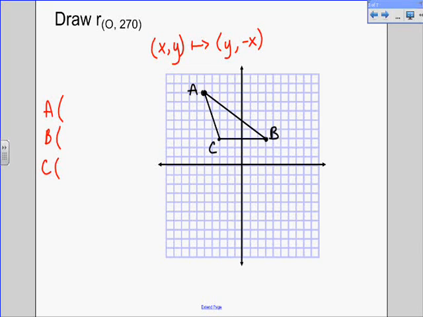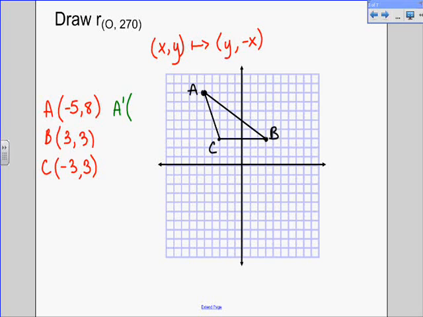So the location of A is negative 5 and 8. The location of point B is 3 and 3. And the location of point C is negative 3 and positive 3. So what happens to transform these into A prime, B prime, and C prime? So let's figure this out.